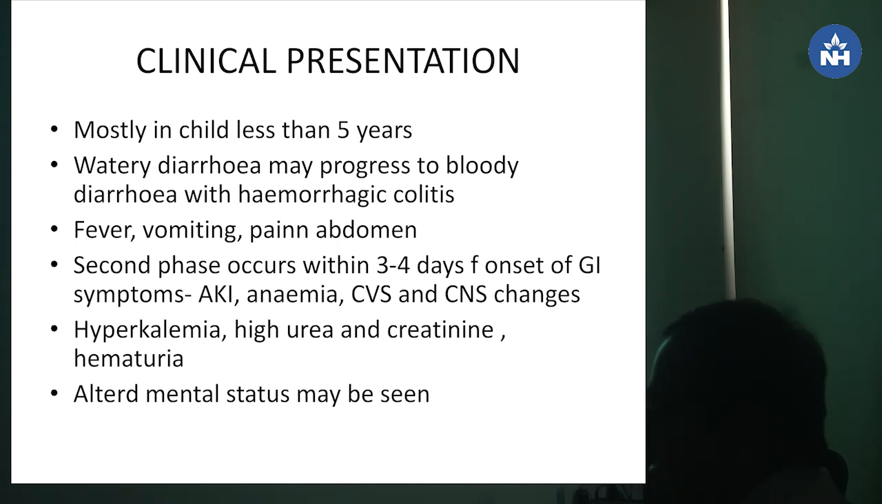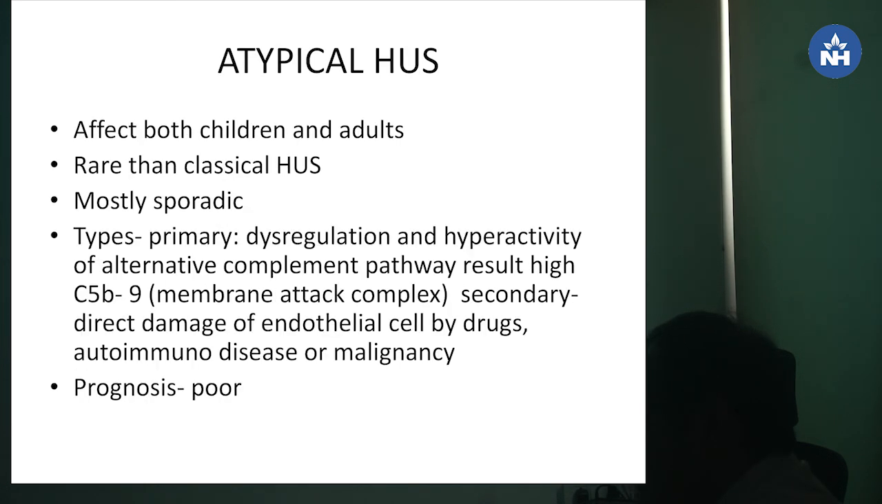Clinical picture, as I told, pediatric population, children less than 5 years of age. Watery diarrhea may progress to bloody diarrhea with hemorrhagic colitis, fever, vomiting, abdominal pain. The second phase occurs 3 to 4 days after onset of GI symptoms: AKI, anemia, severe CNS changes, hyperkalemia, high urea, creatinine, hematuria, altered mental status may be seen.